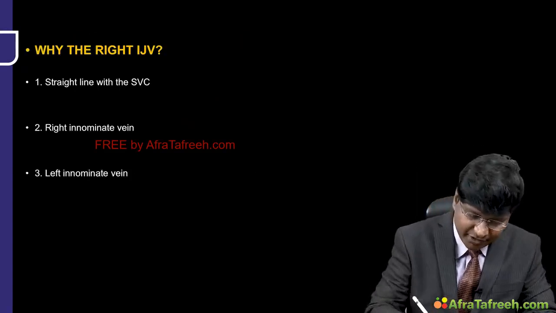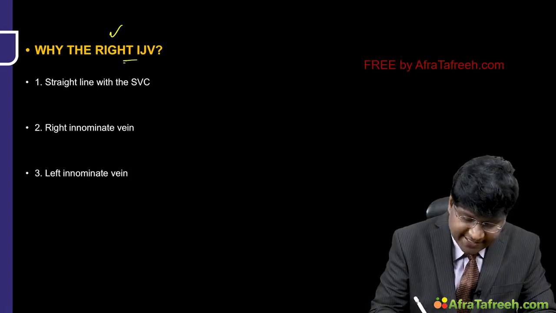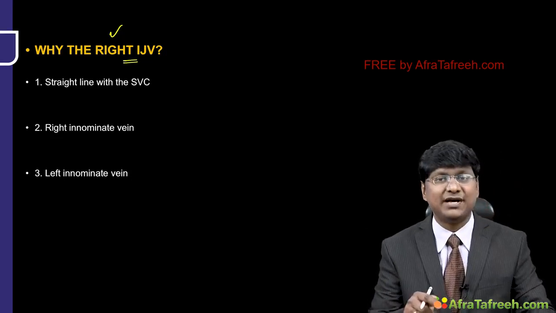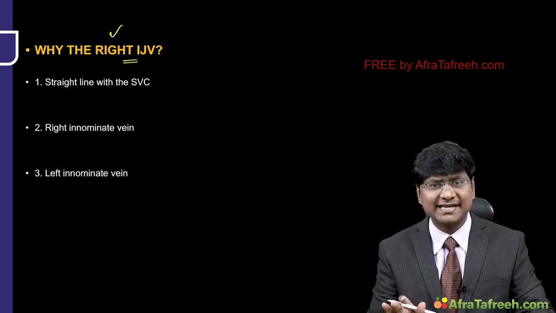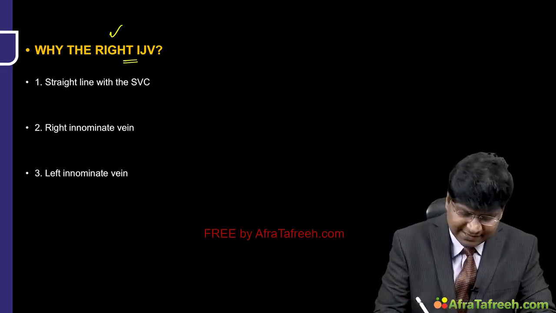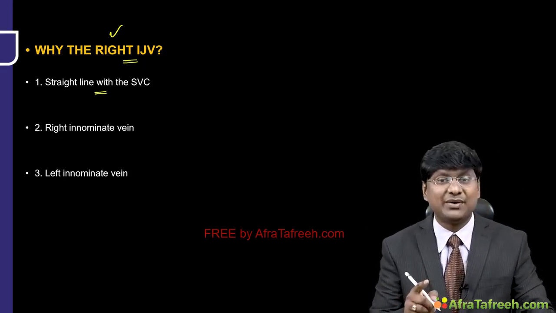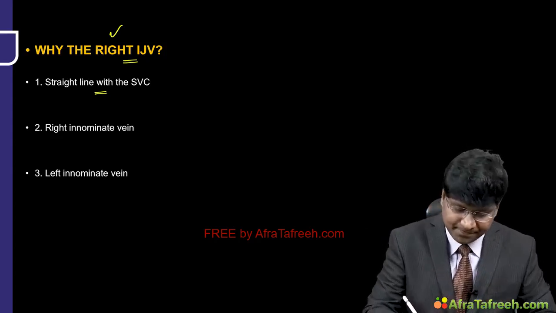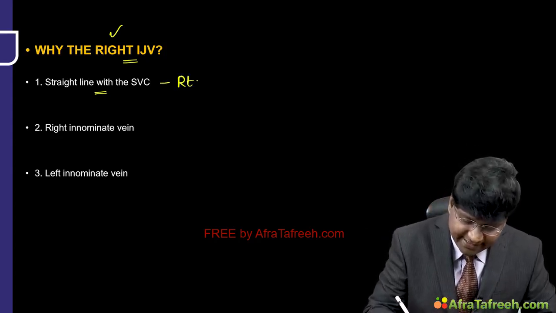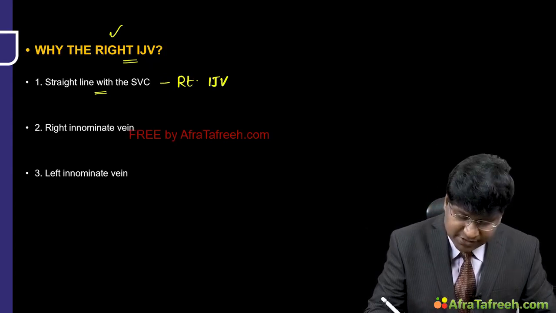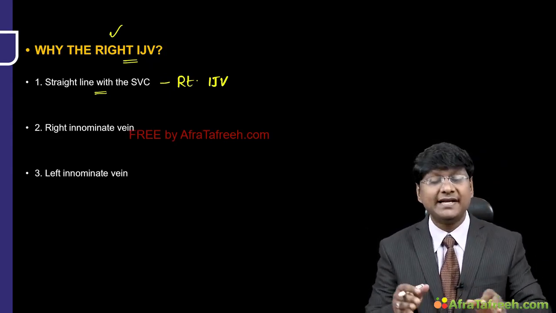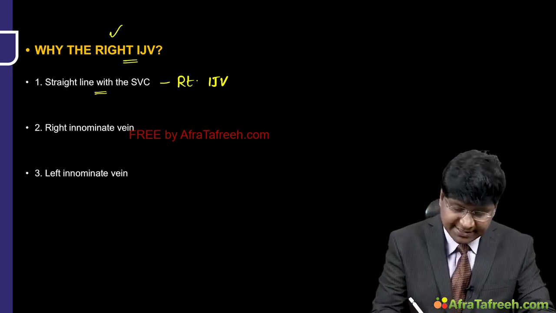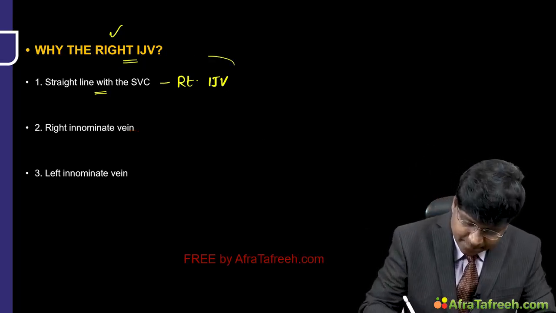Next, the important point is, why are we taking the right internal jugular vein? Why not the left internal jugular vein? Again, you take the same anatomy. The right internal jugular vein is almost in a straight line with the superior vena cava, and it reflects the hemodynamic changes.